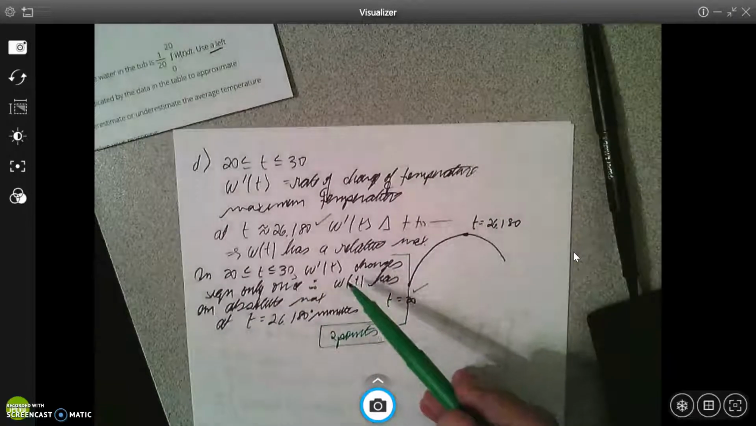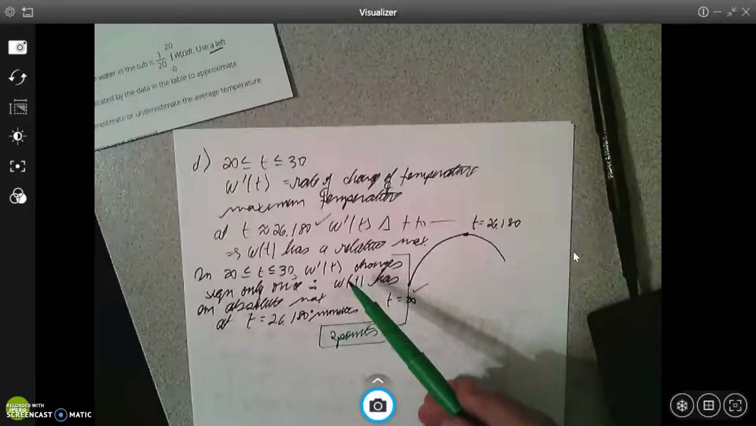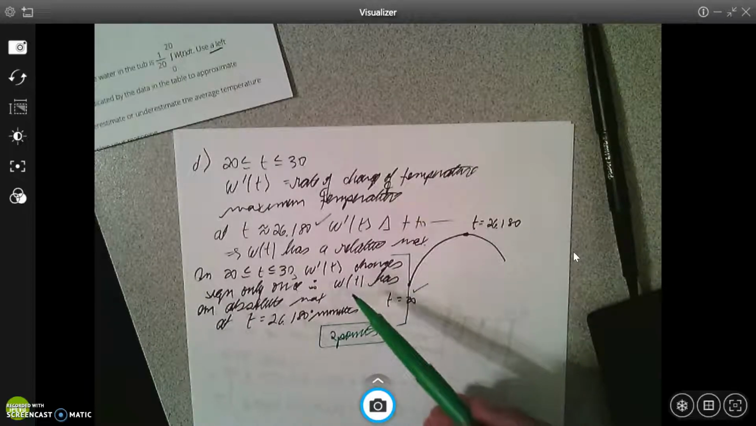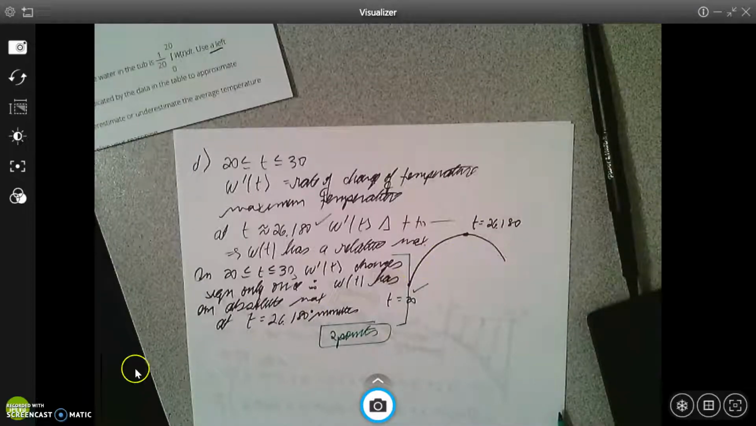It's this write-up at the end that always seems to be a little bit tricky for Calculus AB and BC students. So if you can really look over this, make sure you understand what's going on, that's going to help you out tremendously. And we're done.